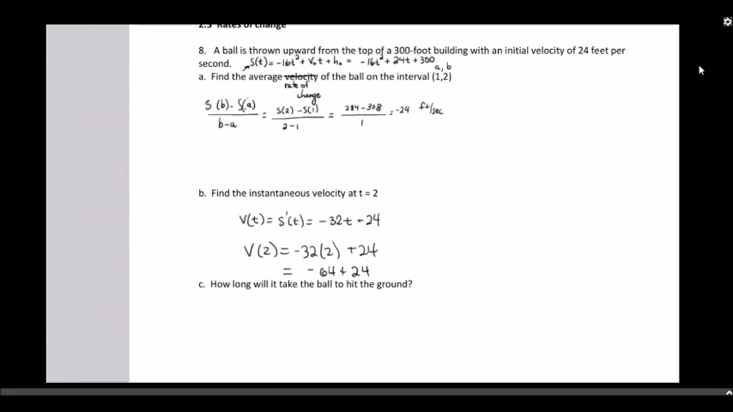Add those two together, negative 64 plus 24 is negative 40 feet per second.